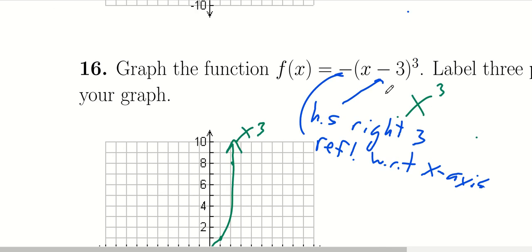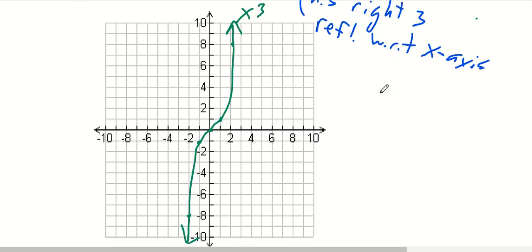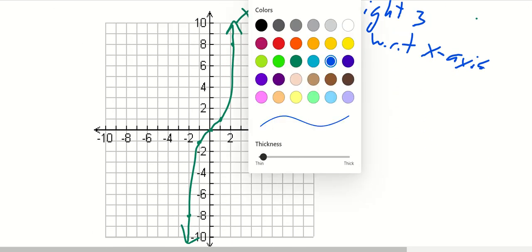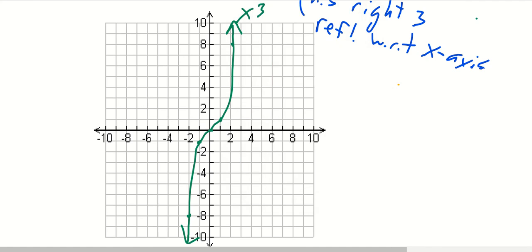And if it helps, you can do this in steps. For example, I can move everything over 3 first. So let me maybe do this graph in orange. If I move everything over 3 to the right, it's going to look like this. So we have this part. This would represent the graph of x minus 3 cubed. And now once we have this graph, we simply need to reflect it across the x-axis.